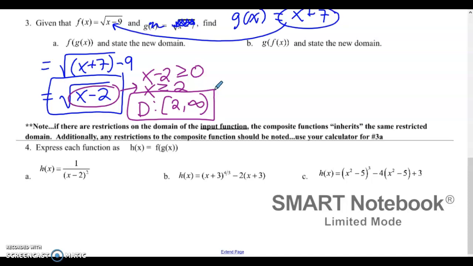I'm going to let you guys try letter D on your own, but there will be a domain restriction, so keep that in mind.